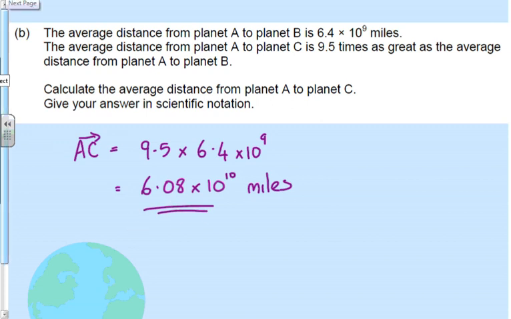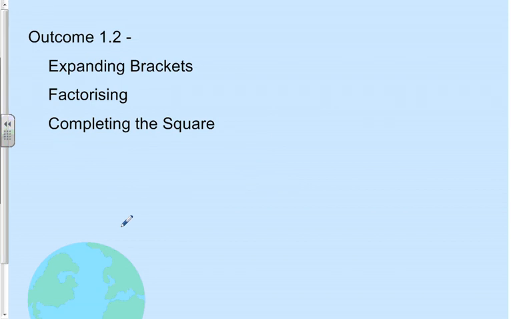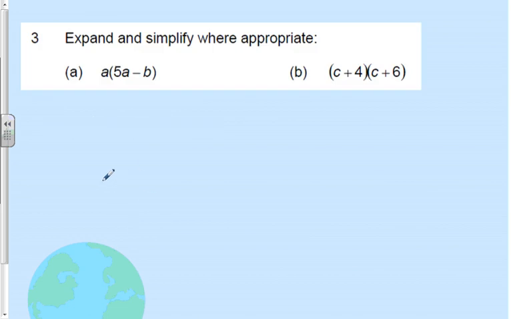And that's it for outcome 1.1. Moving on to 1.2, we're going to be looking at expanding brackets, factorizing, and completing the square. Outcome 2 then. Expand and simplify where appropriate.